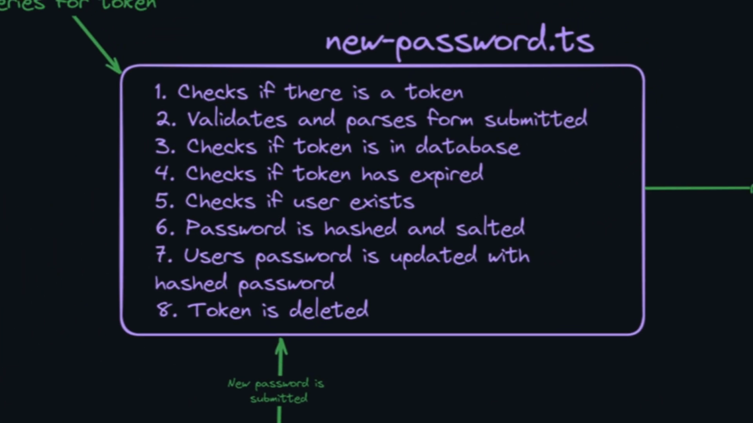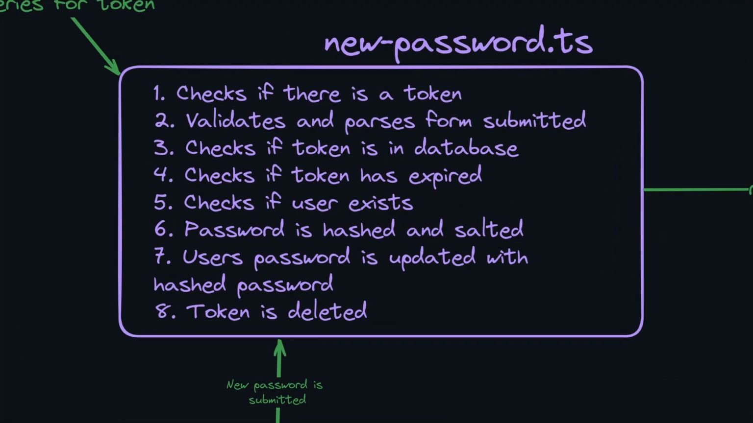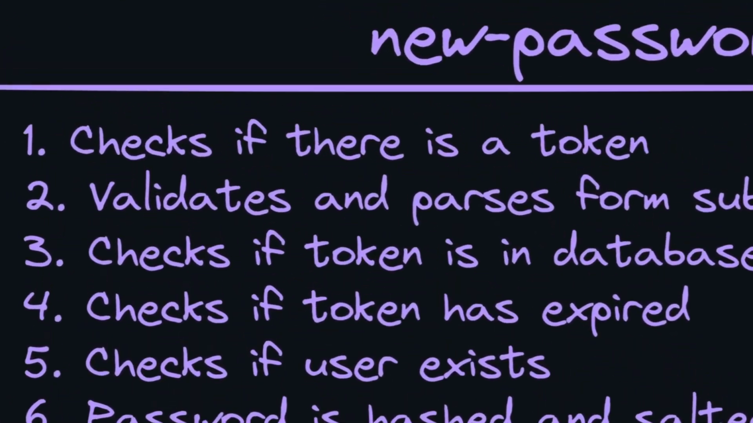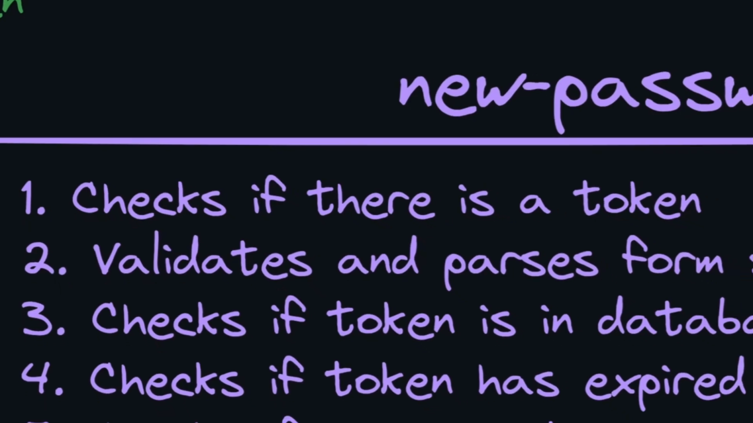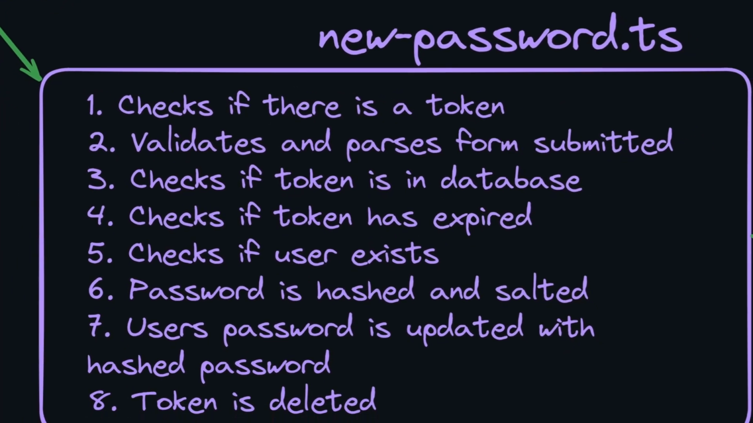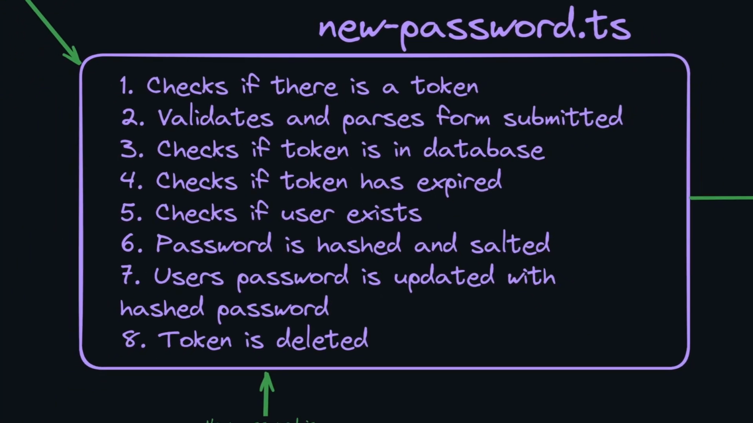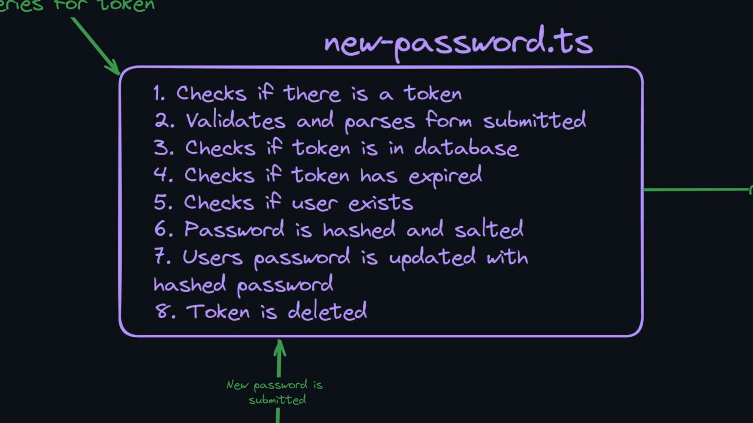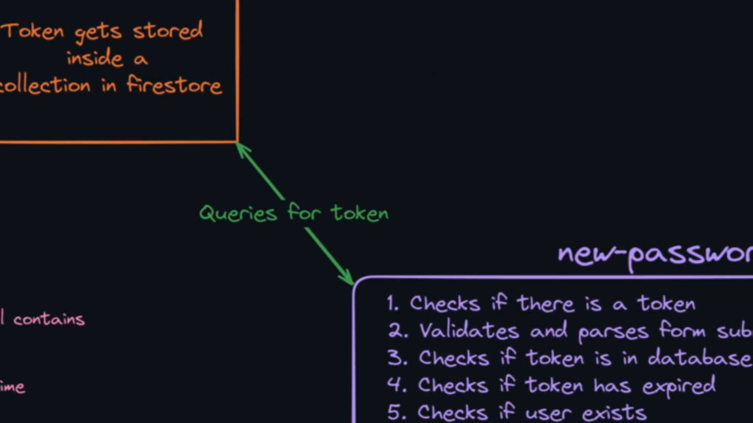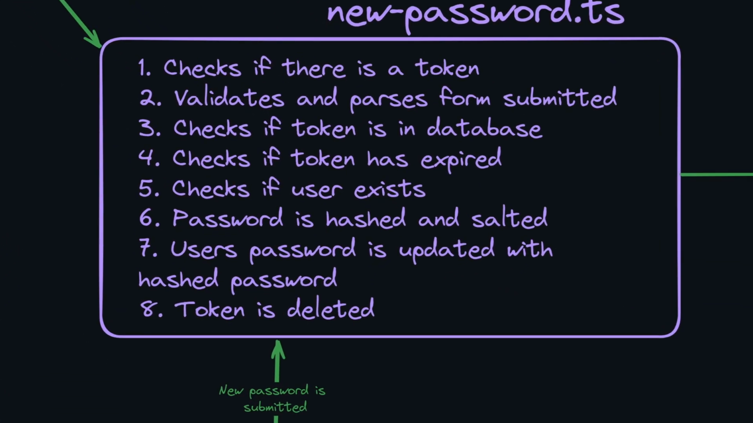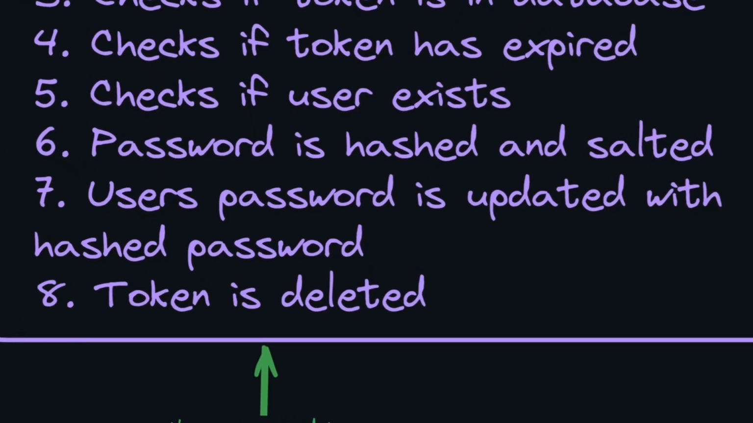And when they submit it, it will run the new password.ts file, where first of all it will check if there is a token given. So anyone randomly entering the link and trying to reset a password, you just can't because there's no token tied to it. Second of all, it validates and parses the form submitted basically, so the password submitted. Checks if the token is in the database, if it's actually there. Checks if the token has expired or not, and checks if the user actually exists.